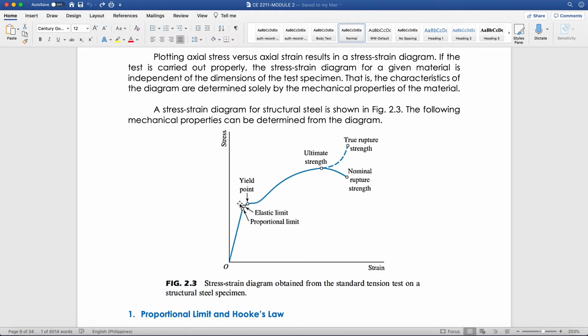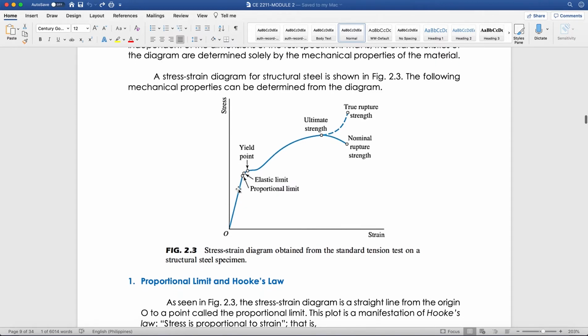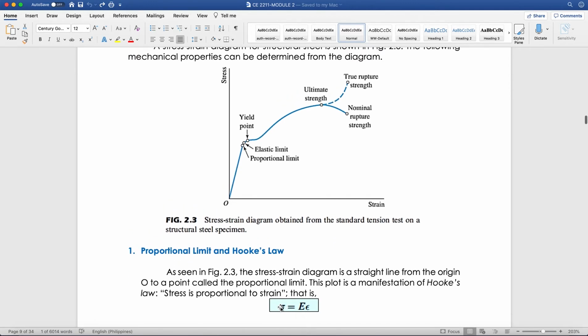Okay? So, the linear relationship between the stress and the strain is what we call the Poisson ratio. No, it's not the Poisson. It is the Hooke's law. Sorry. So the linear relationship between the stress and the strain is what we call the Hooke's law, wherein the stress is equivalent to the modulus of elasticity of the material times the strain.